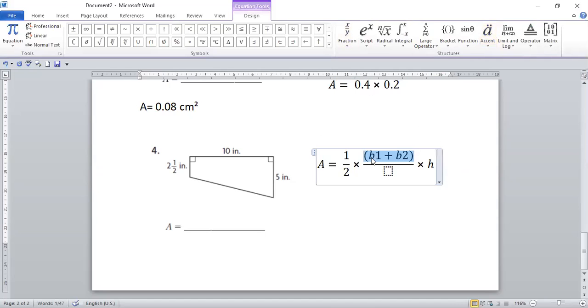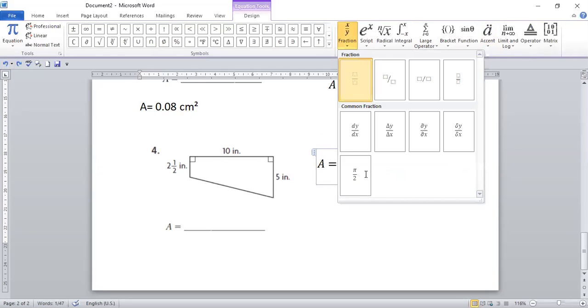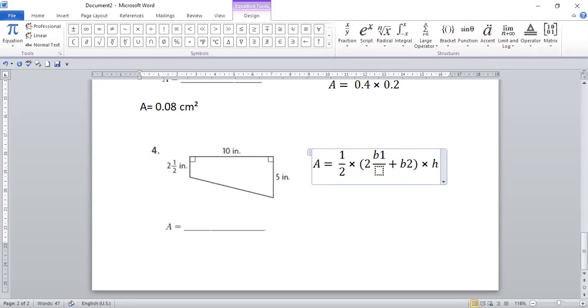I'll just write here half. Okay, so in place of base 1, I will put the fraction of 2.5. So that's going to be 2 and half. Okay, remove this and write 1. Okay, now what's base 2? Base 2 is going to be 5, and what's the height? Height is going to be 10.